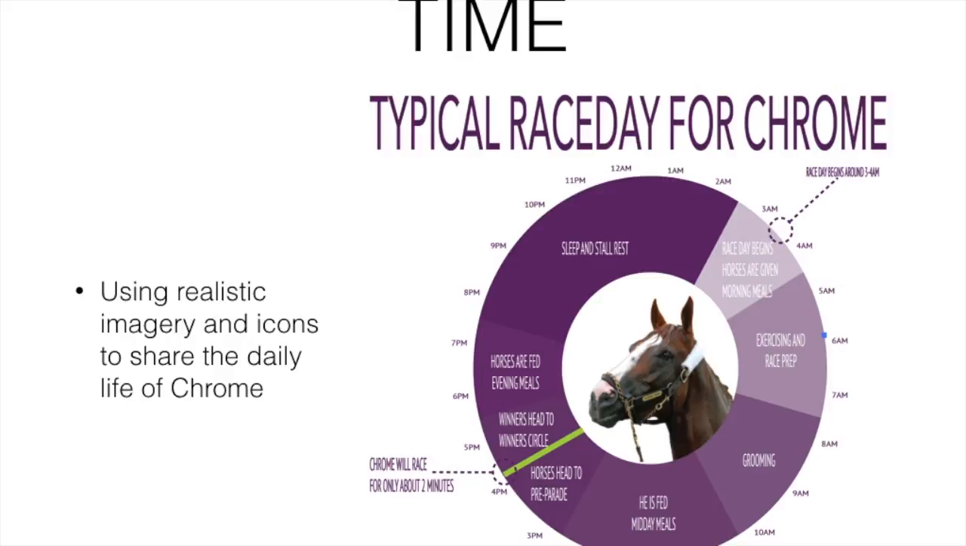So here's my time model. And what I did is I took a typical race day for a horse, or specifically for California Chrome, and I made a clock. At the top I have 12 a.m., and as you go around the clock, you see the sections of his day, starting with his day at 3 a.m. and around.